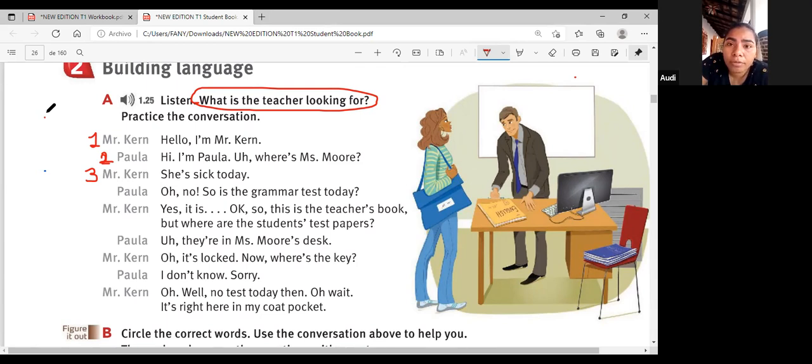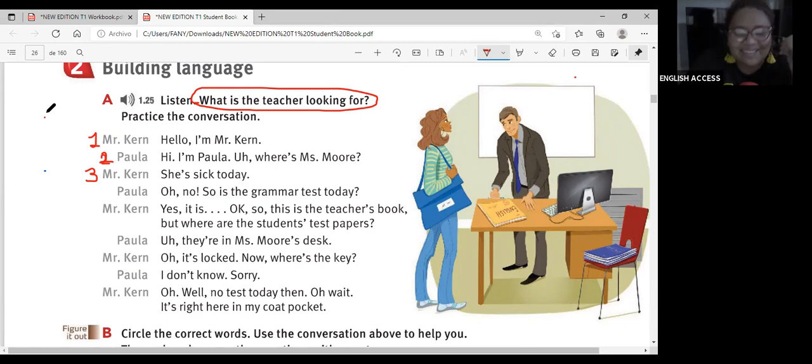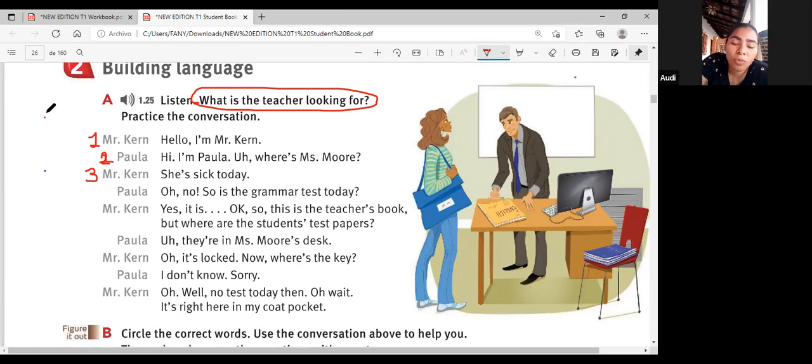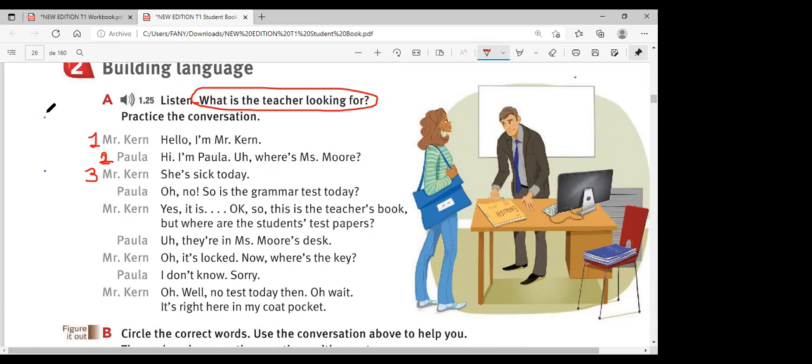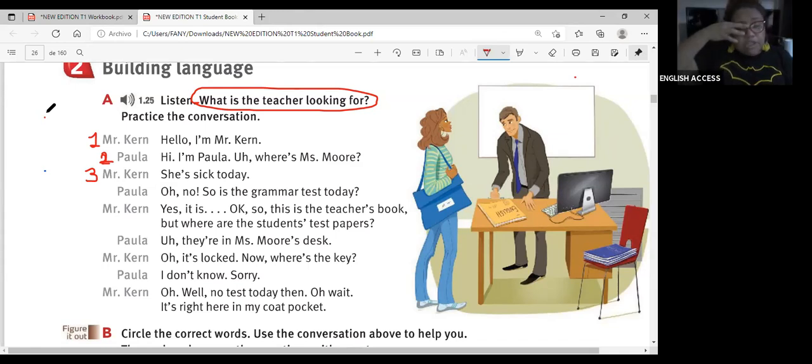But yeah. Yes, Audia. I don't know. Sorry. Okay, Amairani. Oh, we'll know this today. Then awake. It's right here in my coat pocket. My coat pocket. Okay. Good job, everybody.